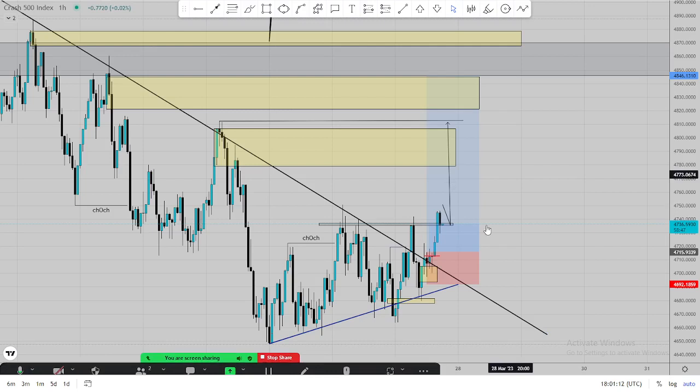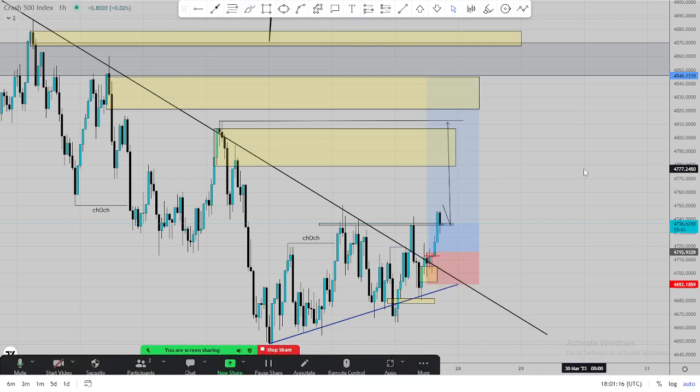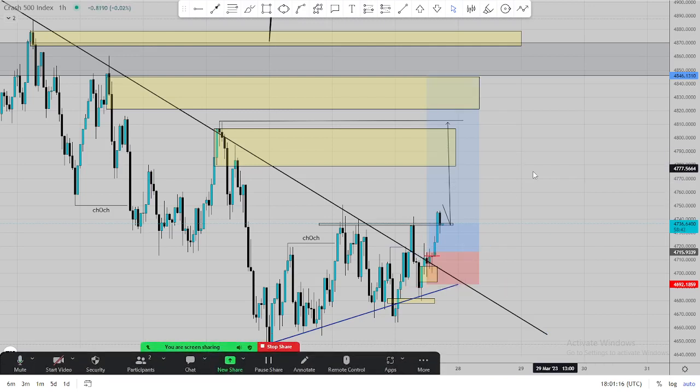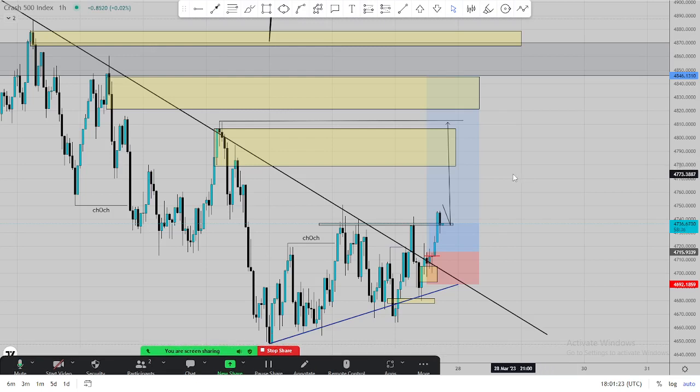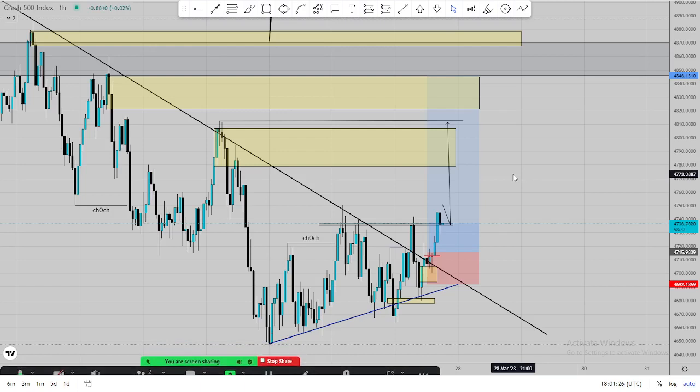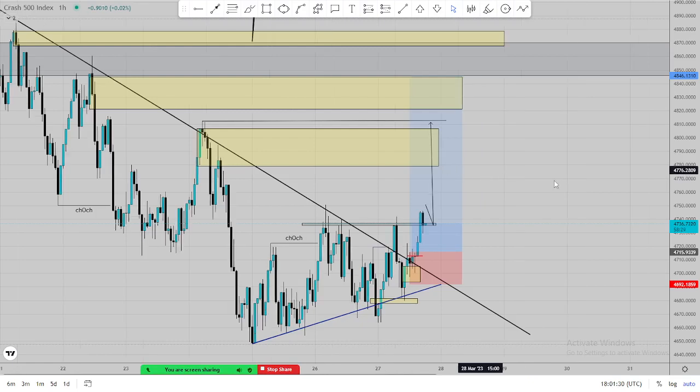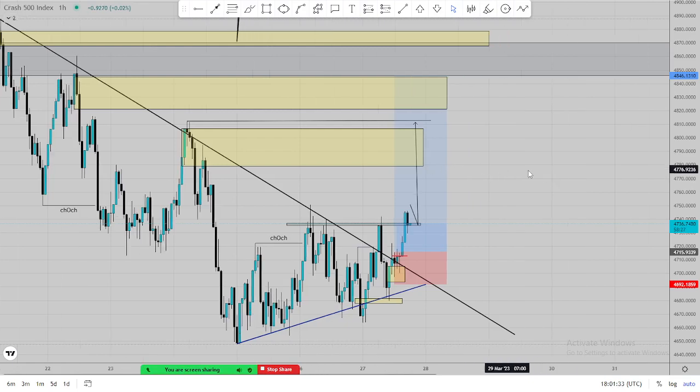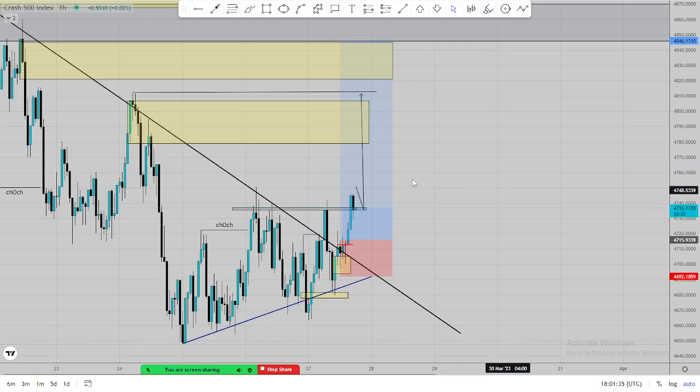Even this current buy that we're in for Crash 500 is a trade that I've been explaining the analysis for over the past few days. I started from the daily. I showed you that when we are downtrending overall, the market forms lower highs and lower lows. As it downtrends, the highs are not broken. It is the lows that are broken.